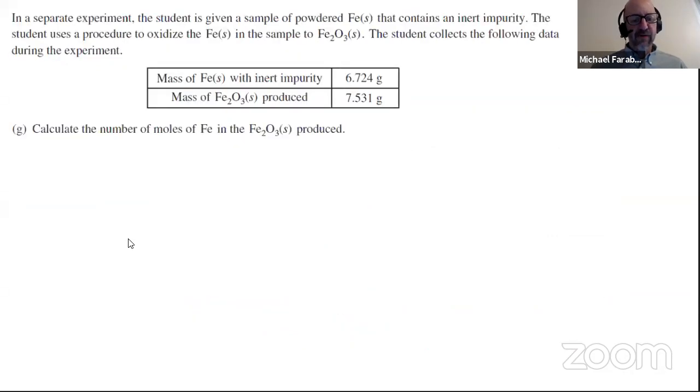All right, here we have a simple calculation. Calculate the number of moles of iron in the Fe2O3. Now we are given 7.531 grams of Fe2O3. You can kind of ignore for this problem the mass of the iron with an inert impurity and just focus on this. Calculate the number of moles of iron in the Fe2O3.